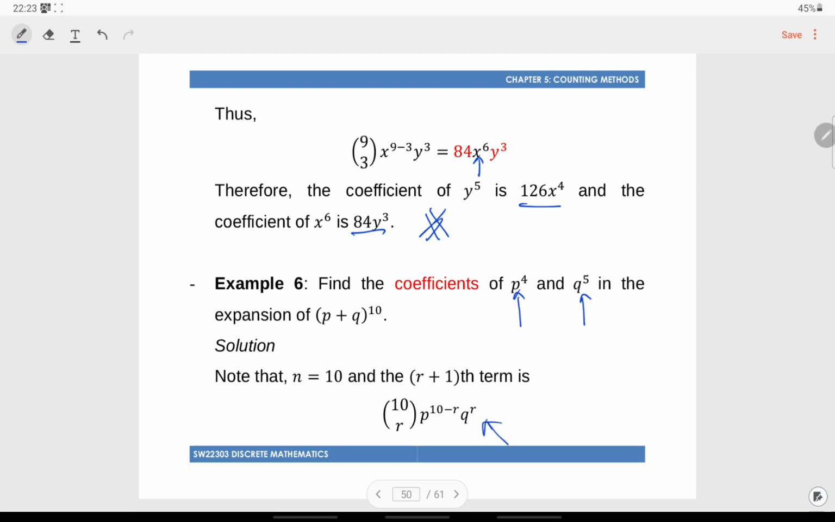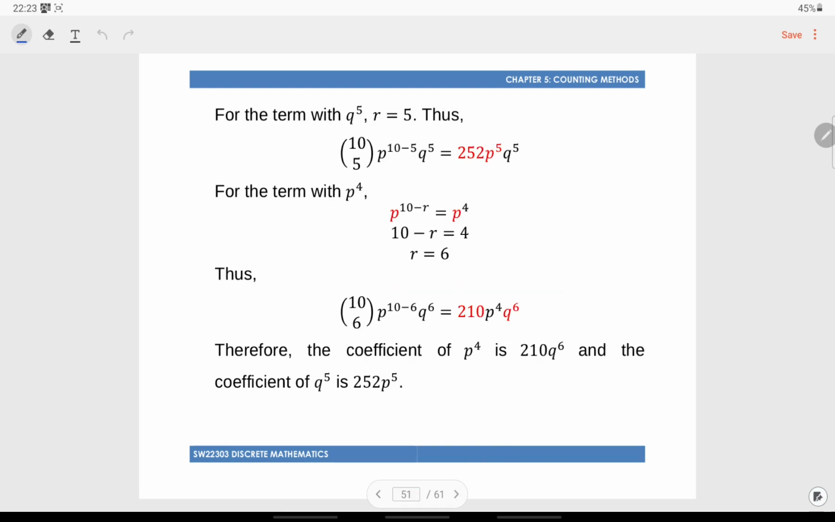For the Q, it's very easy and straightforward. We simply substitute r equal to 5. Then we obtain Q to the power of 5. So we compute this part, and finally we obtain the coefficient for Q5.